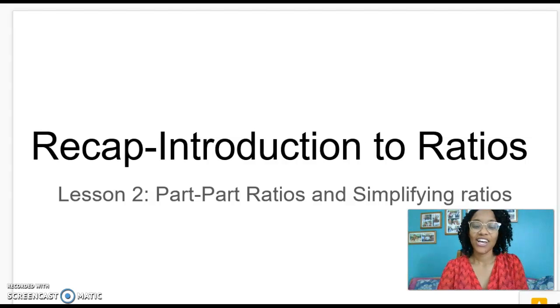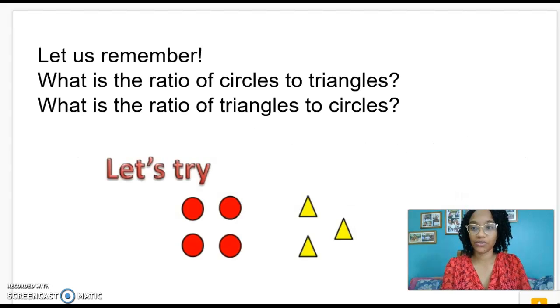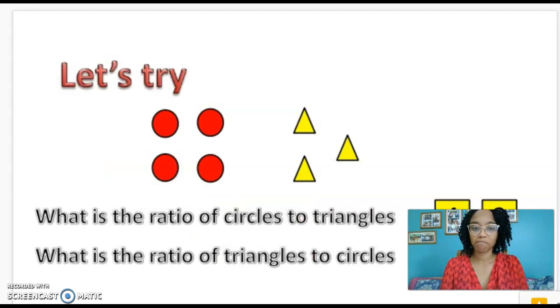Let's get started. So first, I'd like us to recap what we've already learned about ratios. Let's remember, the ratio of circles to triangles in this picture is 4:3 because there are 4 circles and 3 triangles. When we flip it around and ask for the ratio of triangles to circles, it's 3:4 because the numbers always have to follow the same order or pattern as the words. So we can see our answers there.